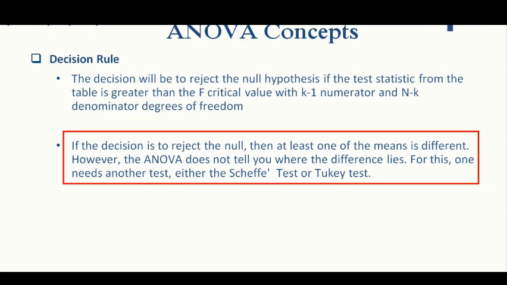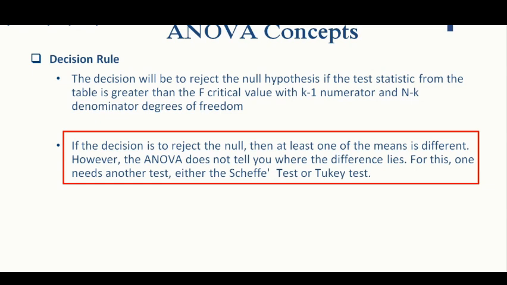Then at least one of the means is different. So they are not equal. At least one of them is different. That is the conclusion out of the analysis of variance. However, the analysis of variance does not tell you where the difference lies.